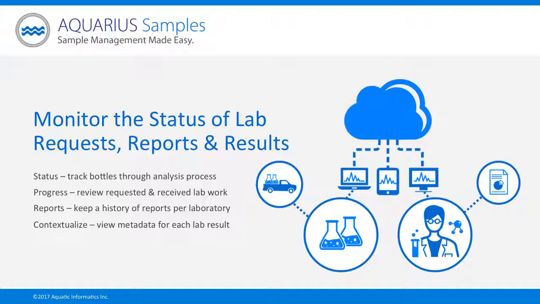In this video, we'll look at how to centrally monitor the status of your lab requests, reports, and results. I'll show you how to track which bottles are recorded when, where, and by whom, and which analysis was requested. With Aquarius Samples, it's easier to centrally monitor all requested and received lab analysis work, to better manage outstanding lab results and quickly see the status of your ongoing sampling projects.